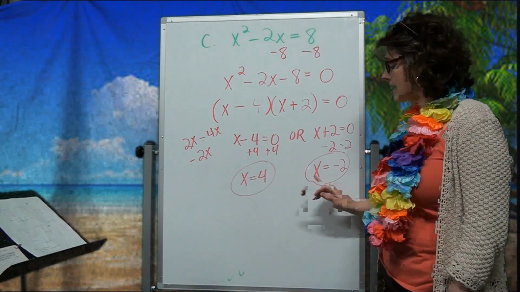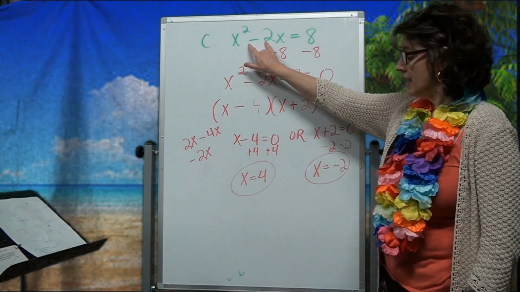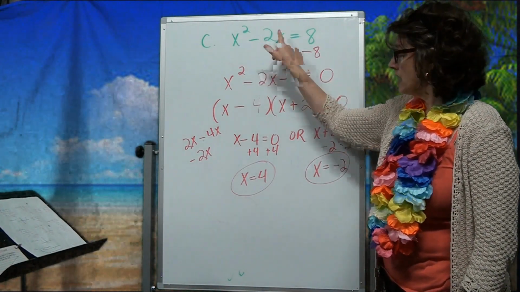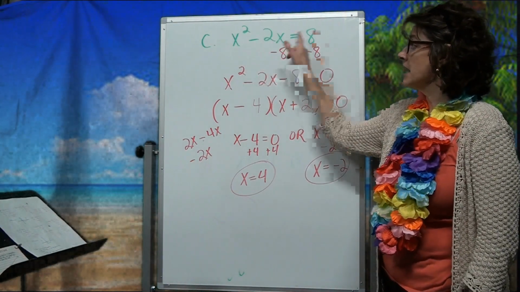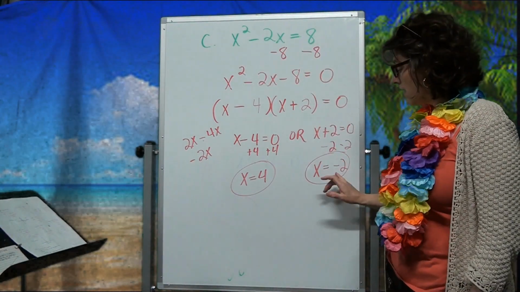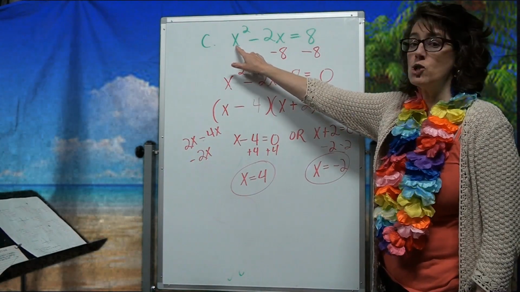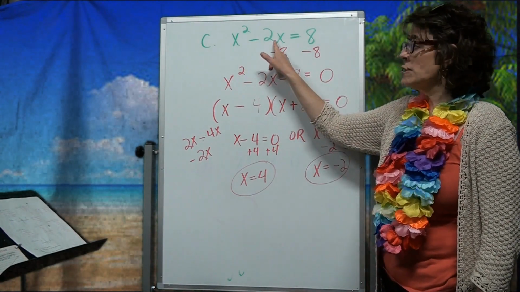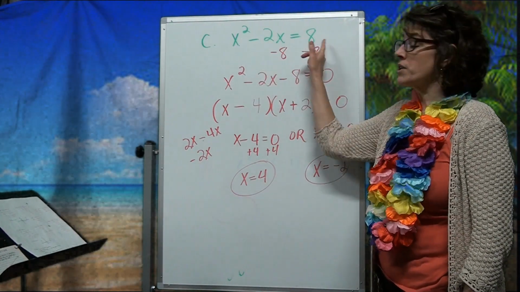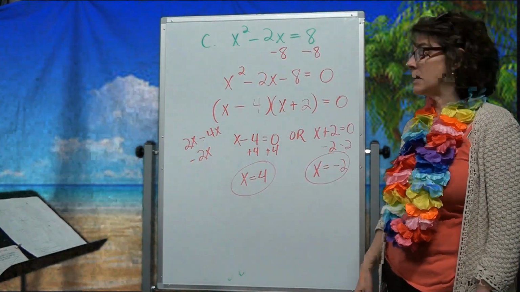For that matter, I could take these two and plug them back in the beginning. In the beginning, 4 squared is 16. 4 times 2 is 8. 16 minus 8 is 8, sure enough. If I put that negative 2 up in here, negative 2 squared is 4. Negative 2 times negative 2 is 4 again. 4 and 4 is 8, and it works as well from the very beginning.